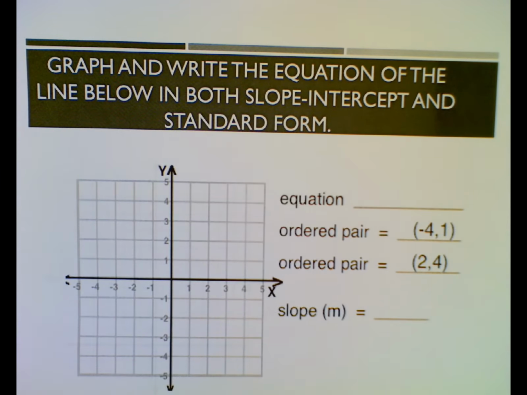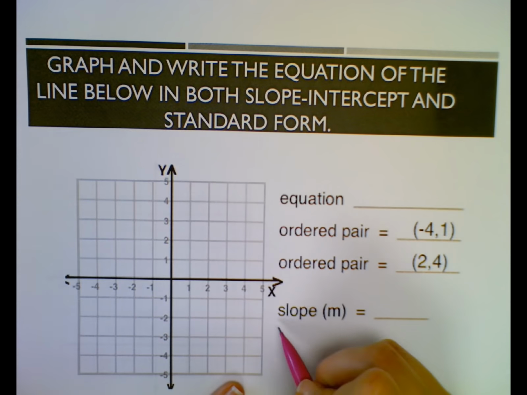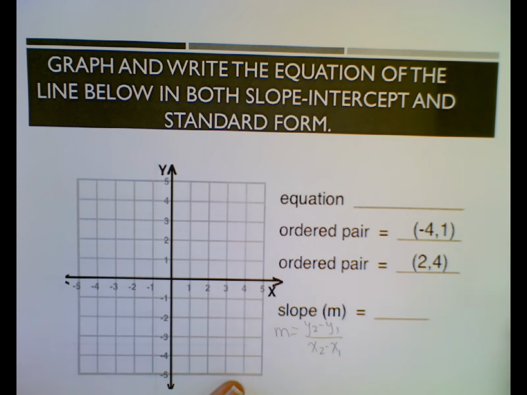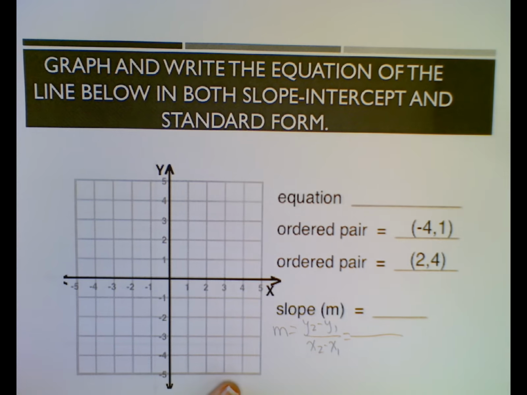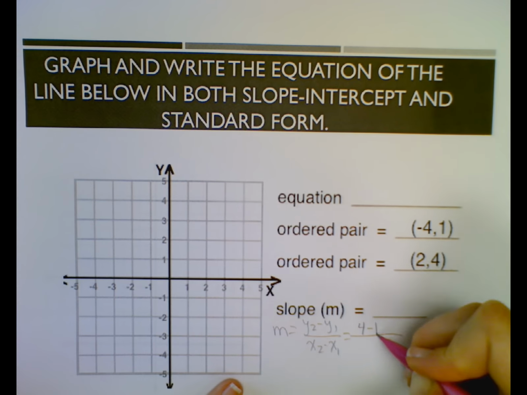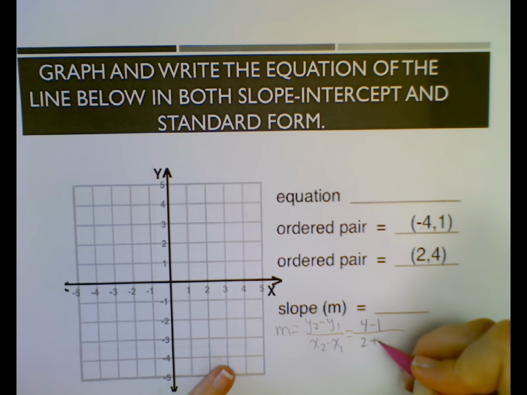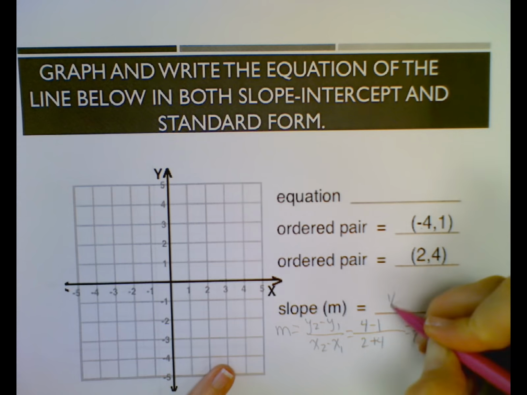All right, next one. Again, formula for slope, y sub 2 minus y sub 1 over x sub 2 minus x sub 1. It doesn't matter which point I call 1 or 2. Last time I said that was 2 and that was 1, but just so you can see it both ways, I'll start this way this time. So 4 minus 1, and then 2 minus a negative 4 is plus 4. It's going to be 3/6, so my slope here is 1/2.